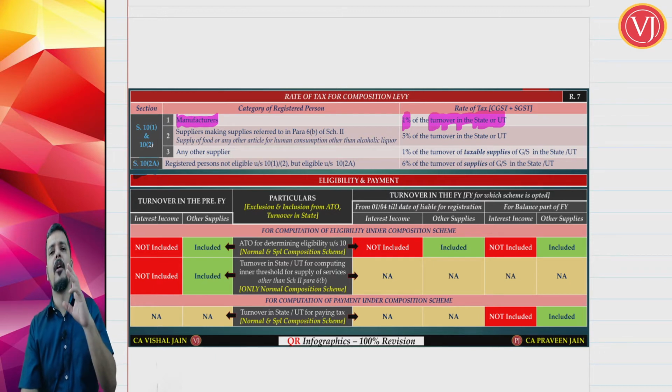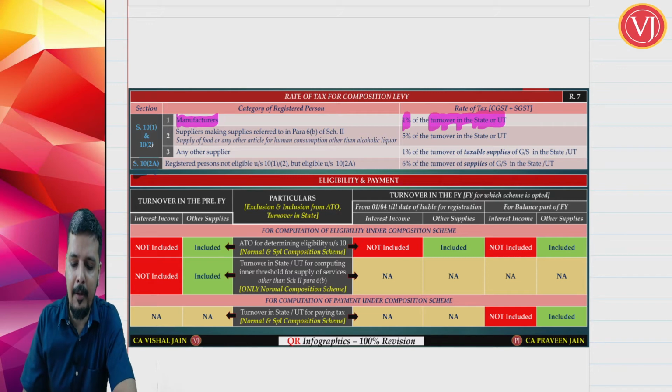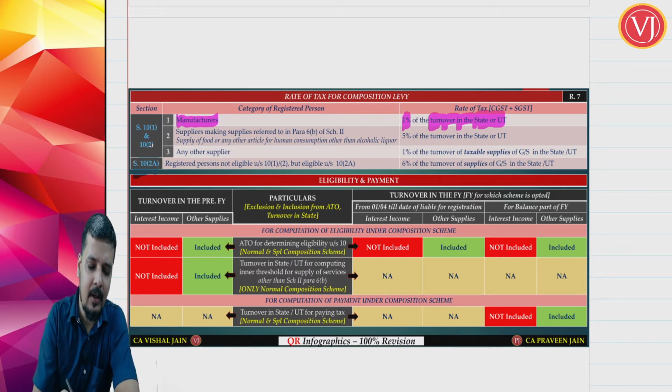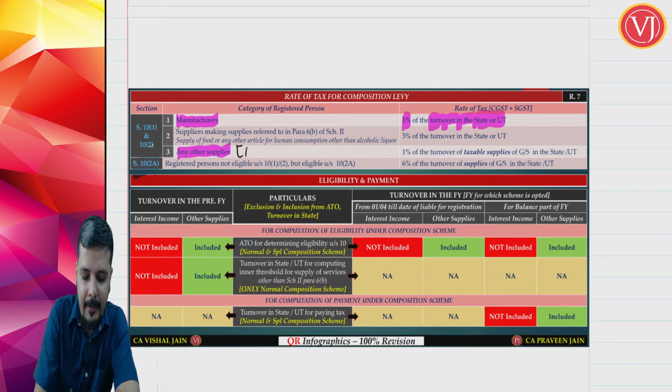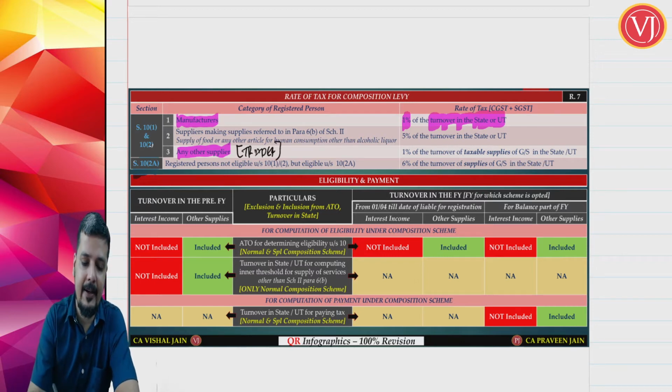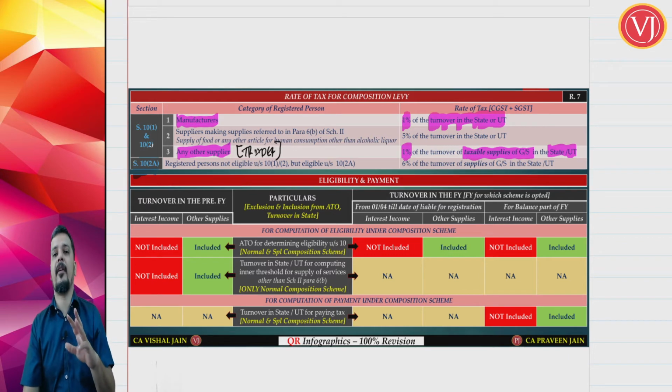Always remember that the concept is always based on aggregate turnover. Payment is always based on state turnover, 1% of state turnover. Yet if you are talking about a trader, any other supplier is nothing but a trader. Then it is 1% again of state turnover only, but only of taxable supplies. You are not going to include exempt supplies.